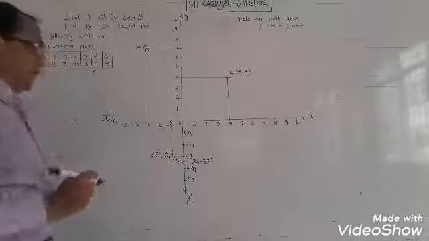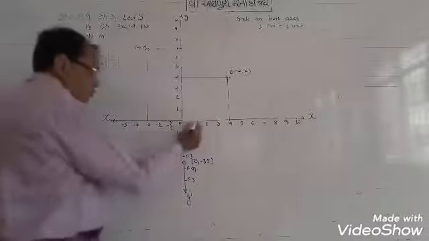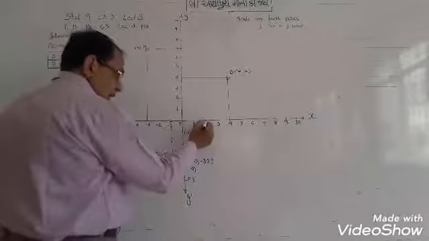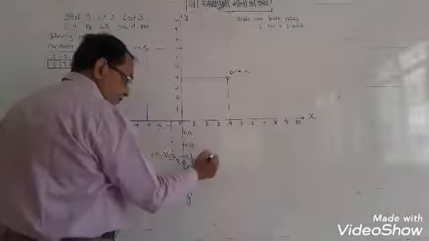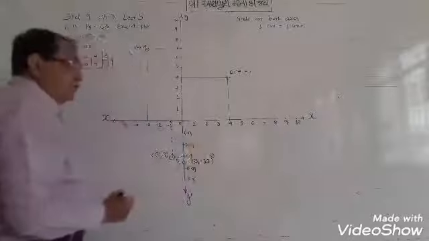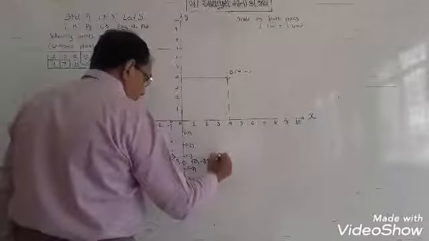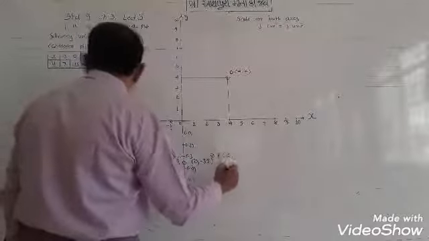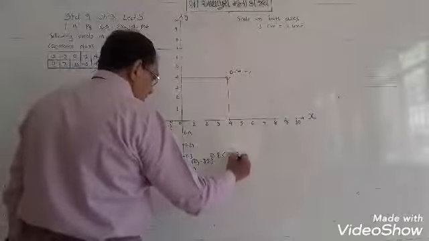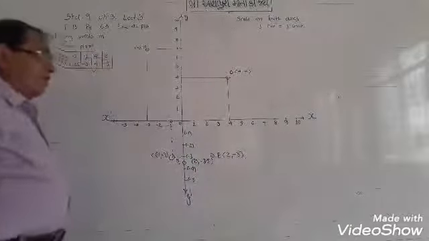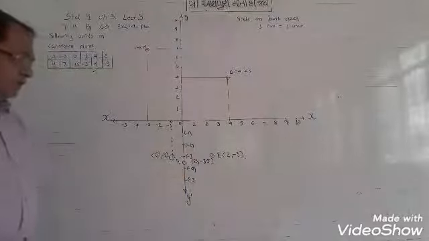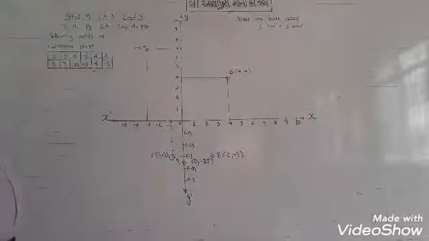Then 2, -3. +2 and -3 is here. It is in the fourth quadrant. A, B, C, D, E. 2 and -3. Okay, did you get it? All of these points.